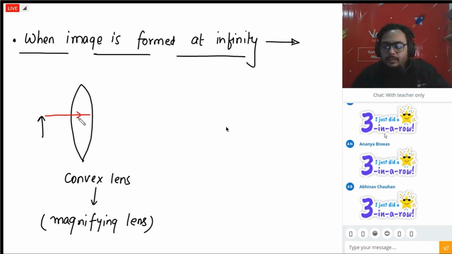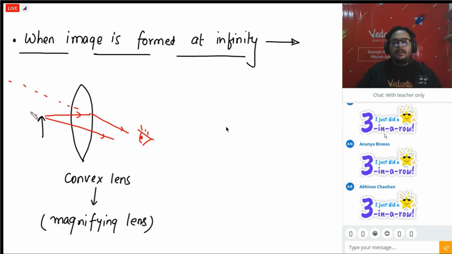What is the role of plus and minus sign in magnification? Smart girl, we have already seen that in previous lectures. Plus sign will tell you that the image is erect, and the minus sign will tell you that the image is inverted. Okay, and suppose you're looking from somewhere here. So the rays will get bent and the image is formed at infinity. So if you're looking at the image, you will see an enlarged image and the eyes will be relaxed.